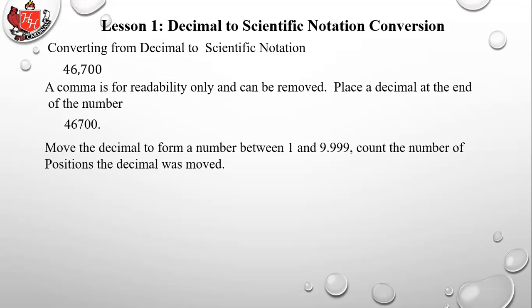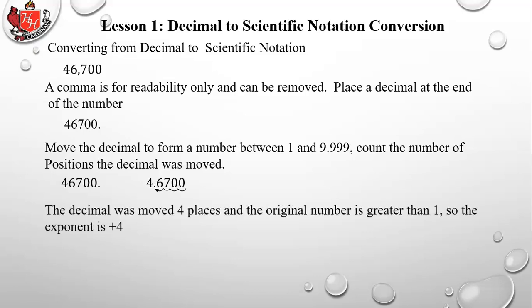So think about that for a second. Where would you have to move that decimal to make it a number between 1 and 9.999? The answer is you'd have to move it in between the 4 and the 6. So 4.67, even with zeros after it, is a number between 1 and 9.999. Now the decimal was moved 4 places and the original number is greater than 1, so the exponent is plus 4. So that's written as 4.67 times 10 to the 4th power. Do you need to include those zeros there? We'll talk about that in a later lesson. Maybe, maybe not.